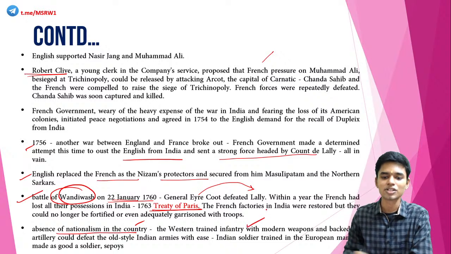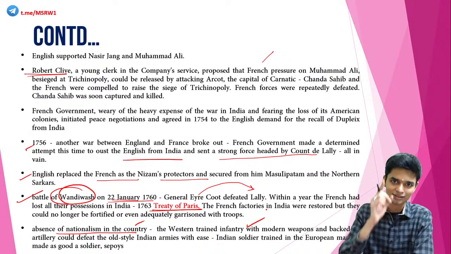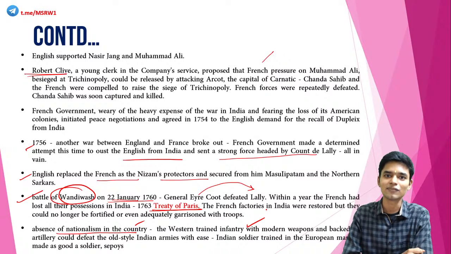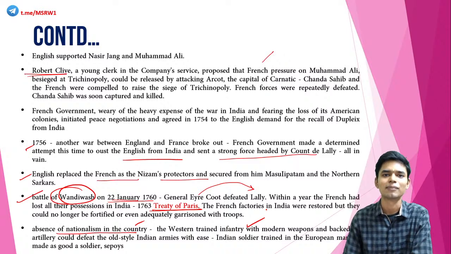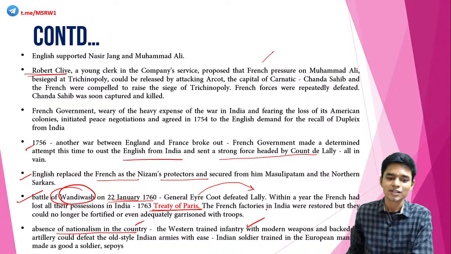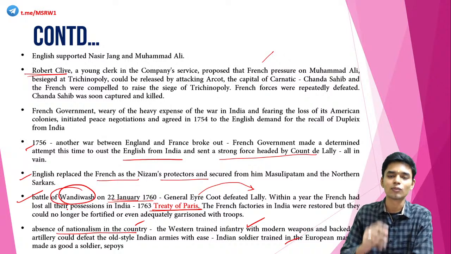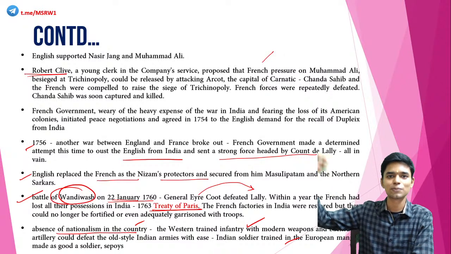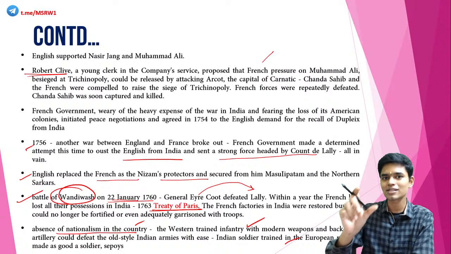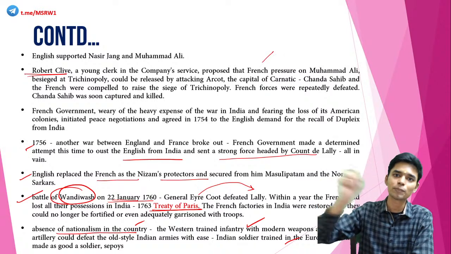Western trained infantry with modern weapons backed by artillery. Already told you, in the first battle of Carnatic, we saw how Nawab's army of 10,000 was destroyed by Dupleix, by a mere army of 1,000 well-trained European army. Okay, so that is another point. Indian soldiers trained in the European manner also made very good soldiers. These soldiers were eventually called Sepoys. Okay, the Sepoy army. We study about the Sepoy mutiny in 1857. So a Sepoy is an Indian soldier who is trained in European methods.